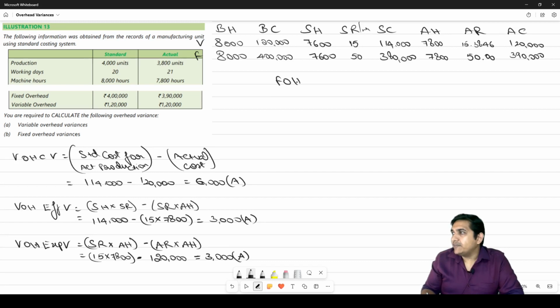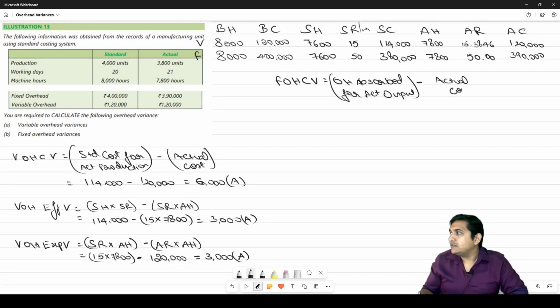First, let us calculate fixed overhead cost variance. So again, the formula is what? The formula is overhead absorbed for actual output minus actual cost. Overhead absorbed for actual output minus actual cost.